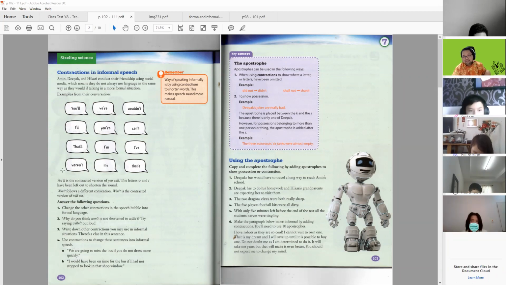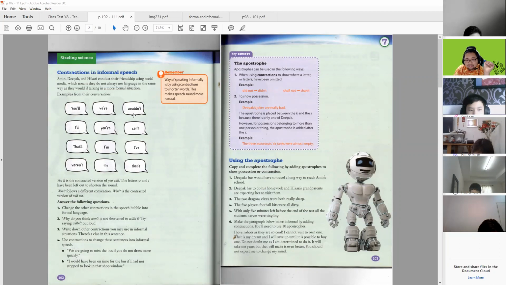Right. Now, contraction means something that is made short, that is contracted. If something is made shorter, that means it is contracted. Okay, it is a contraction. Right. "You'll" is "you will." How about this one? We're. We are. Very good.